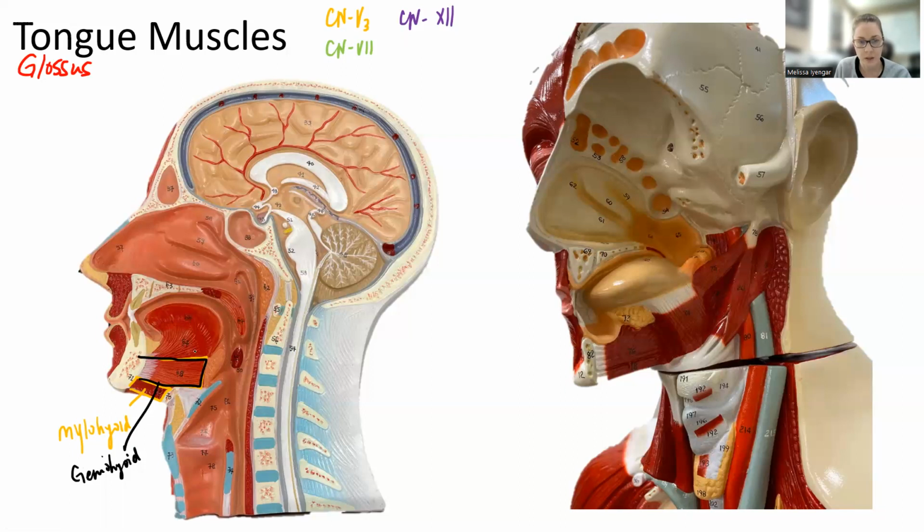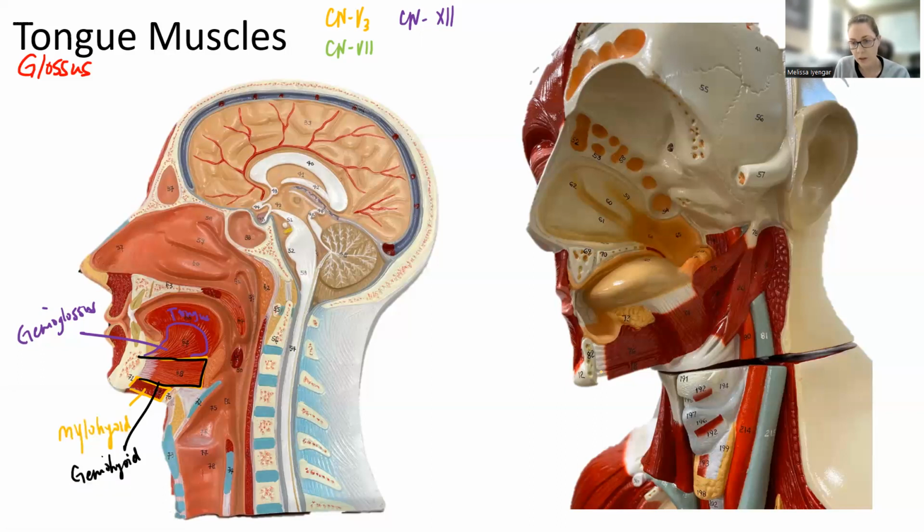And then we're going to see that there's another muscle that comes up to the tongue. This is called genioglossus. So genioglossus is one of the muscles that's innervated by cranial nerve number 12, because it helps us with movement of the tongue. This one's going to help you with protracting or pushing your tongue forward. And then the tongue itself is right here. So the intrinsic muscles that make up the tongue are also innervated by cranial nerve number 12.